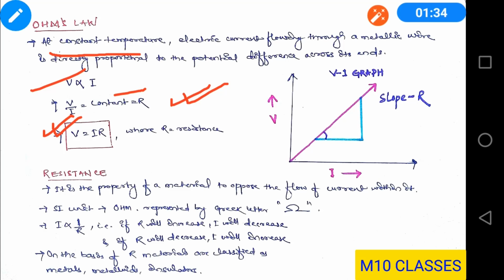Now in your exams, it is regularly asked to draw the VI graph for a metallic conductor. In the VI graph, you take current I on the x-axis and potential difference V on the y-axis. This VI graph will be a straight line passing through the origin. This is the graph, as you can see.